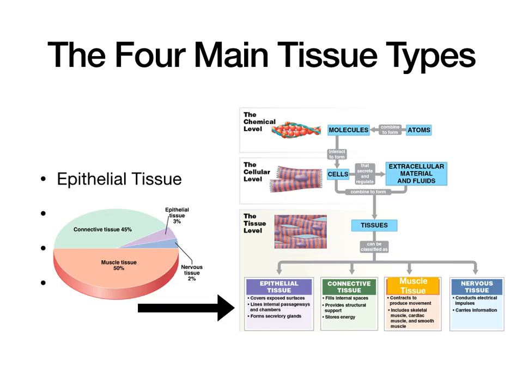Then we have our connective tissue, which fills the internal spaces. It provides structural support, and it stores energy. So connective tissue kind of provides that cushion that we need between that outer epithelial tissue layer and that internal organ layer. Then we have our muscle tissue. This contracts to produce movement. It includes our skeletal muscles, our cardiac muscle, and our smooth muscles. And then last but not least, we have our nervous tissue, which conducts the electrical impulses, and this carries information throughout our body.